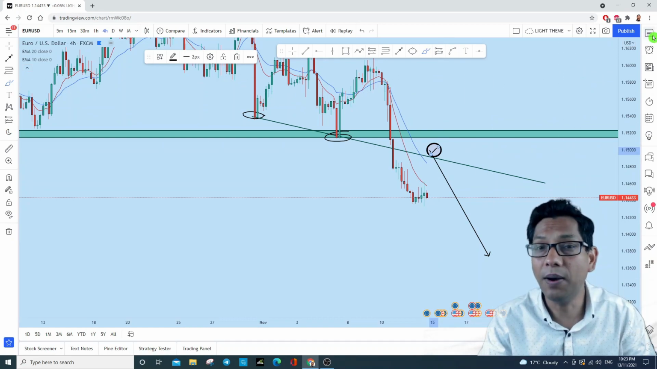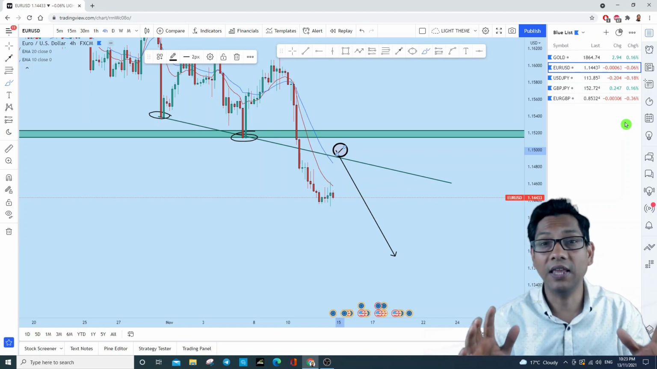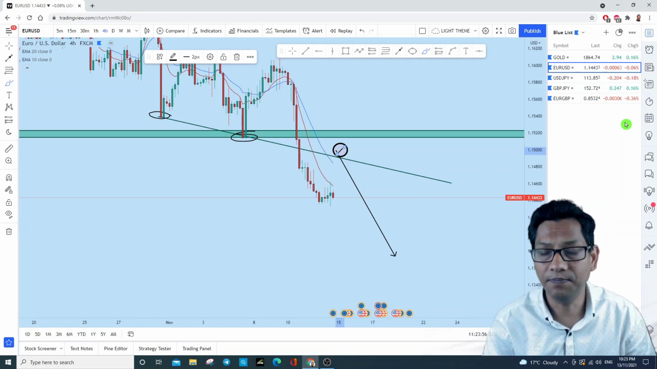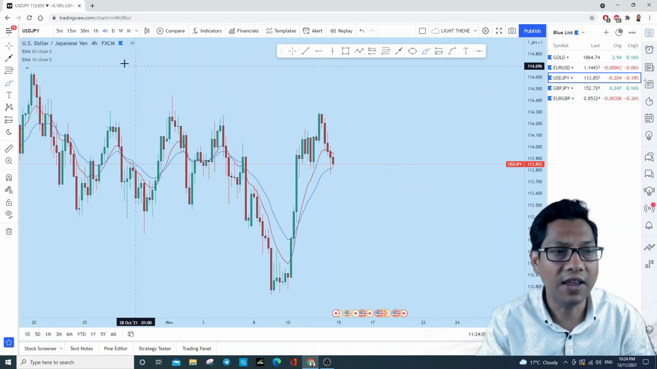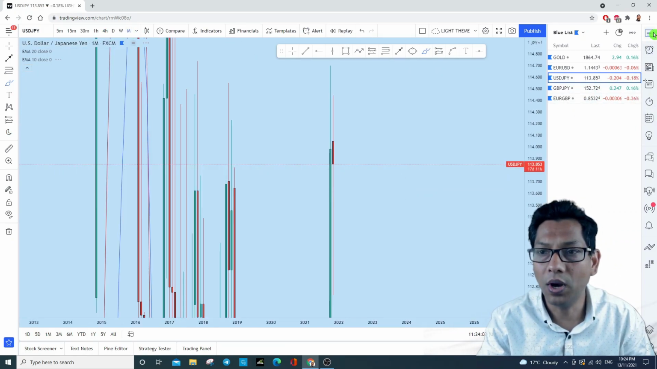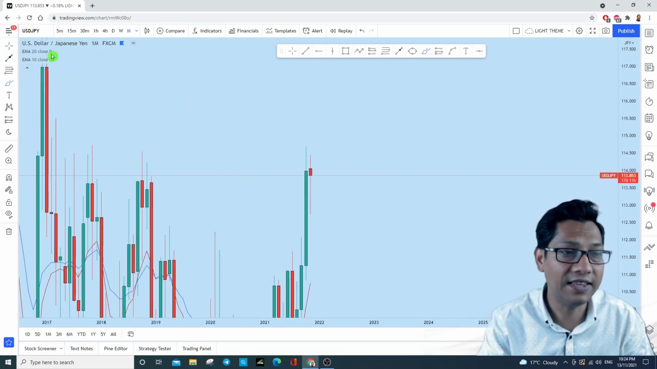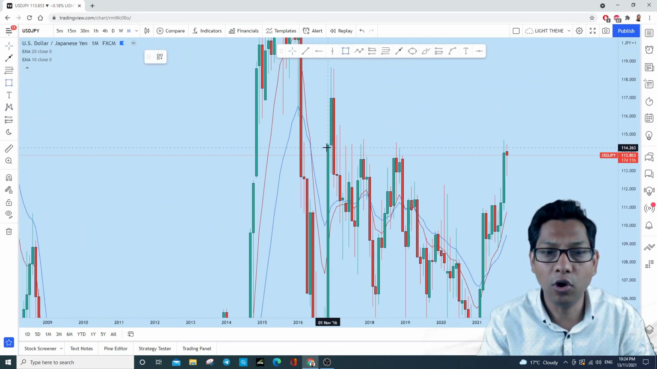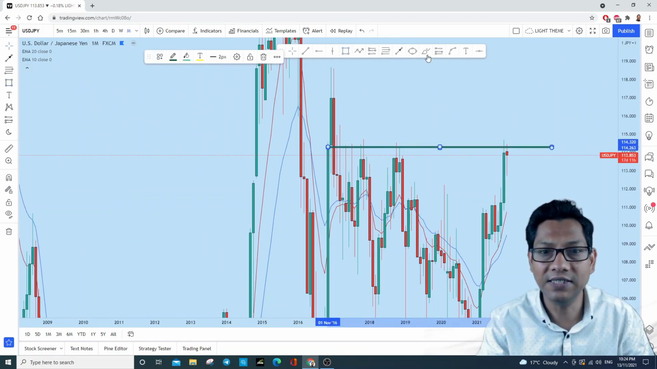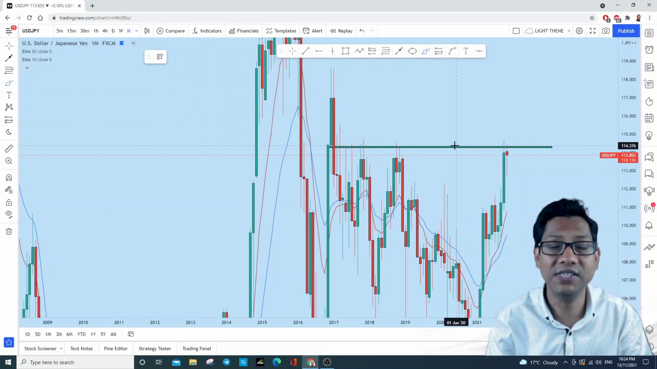Now let's jump on to another currency pair that we will be looking to trade, which is dollar yen. First let's start, as usual, with the monthly time frame. Now on the monthly, what do you see? The dollar yen, first of all, is at the top. If you look at the monthly overall picture, you can see that this is a strong resistance, and dollar yen on the monthly is facing a very strong level of resistance.